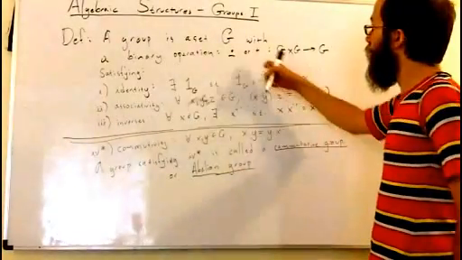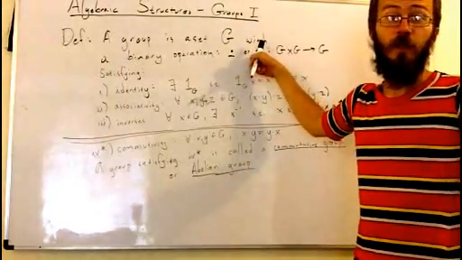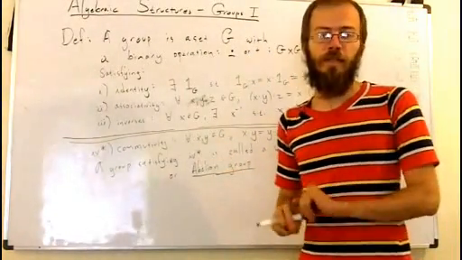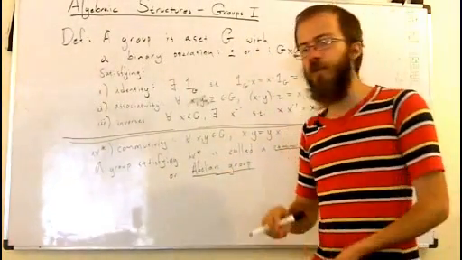Usually, when we're talking about additive groups, they'll be commutative. Multiplicative groups, there's no guarantee. Some multiplicative groups are commutative, some are not.